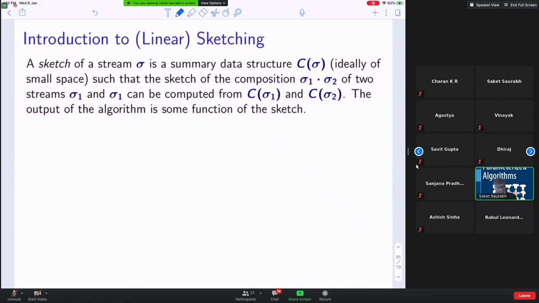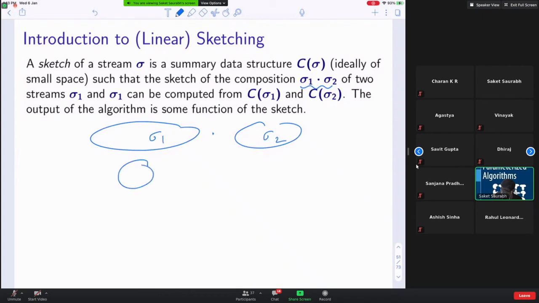A sketch is a summary data structure, ideally of small space, such that the sketch of a composition sigma 1 dot sigma 2 can be obtained from the sketches. If you have something computed for sigma 1, C of sigma 1, and for sigma 2, C of sigma 2, then you should just be able to combine them. The output of the algorithm is some function of the sketch. So you should think of the sketch as the information of the stream that you have stored.